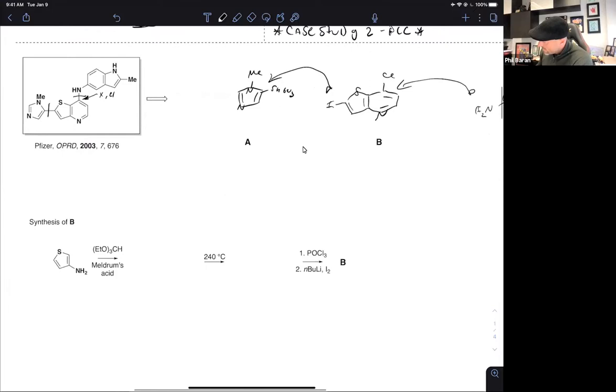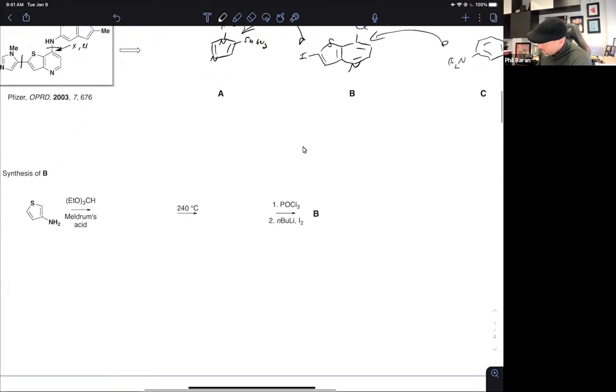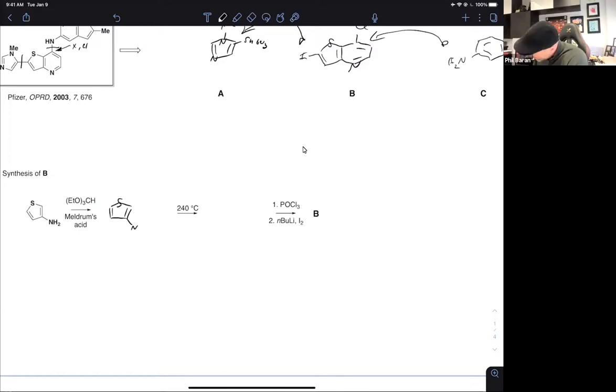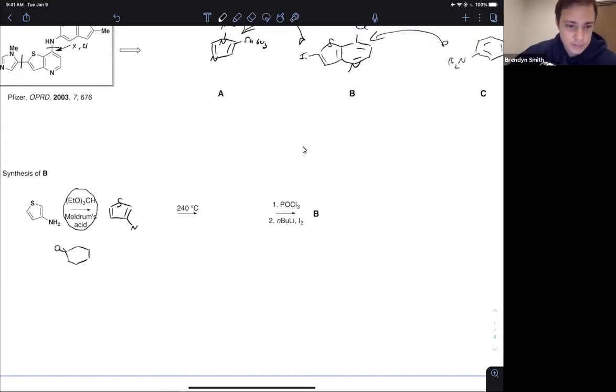Great. Let's take a look at how they made compound B. So compound B is subjected to triethyl orthoformate and Meldrum's acid, which gives us an initial adduct that looks something like what? Brendan, any ideas? So I guess the amine and the Meldrum's acid can be merged together through the enamine. Well, what happens with Meldrum's acid and triethyl orthoformate? Those are going to condense. And then I guess the amine can attack. Yep, and then the amine just comes in from the enamine.